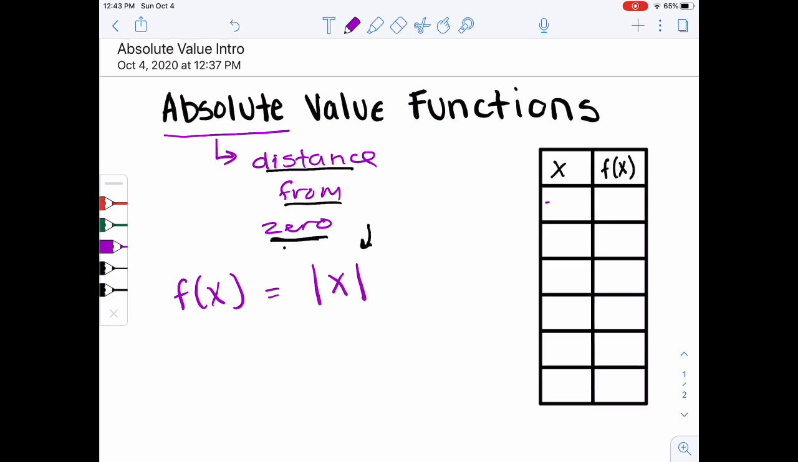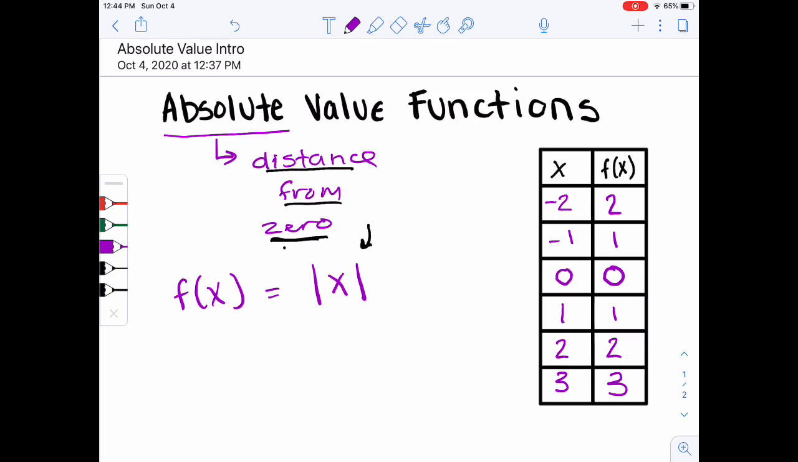If x is -2, well, if we look at a number line, -2 is 2 spaces from zero. If x is -1, looking at a number line, -1 is 1 space from zero. If x is 0, it is 0 spaces away from zero. If x is 1, it is 1 space from zero. If x is 2, it is 2 spaces from zero. And if x is 3, it is 3 spaces from zero.